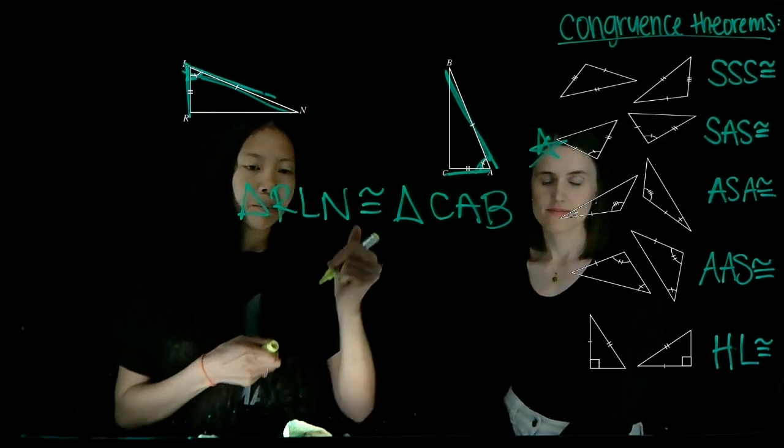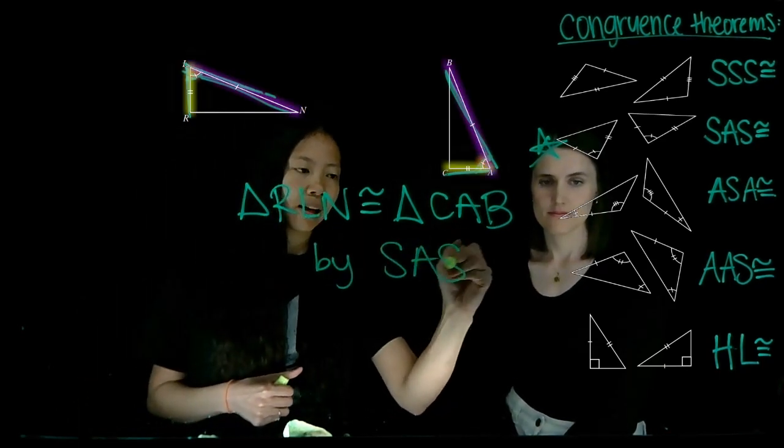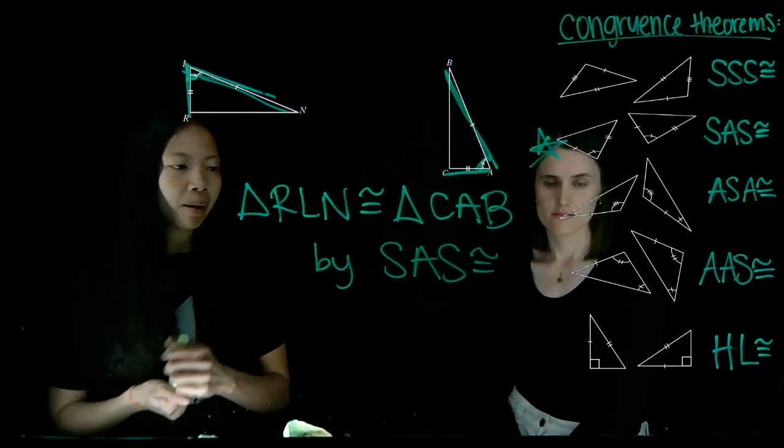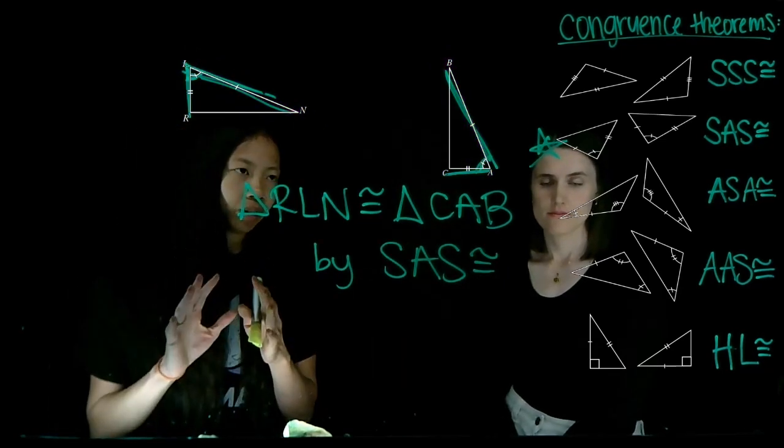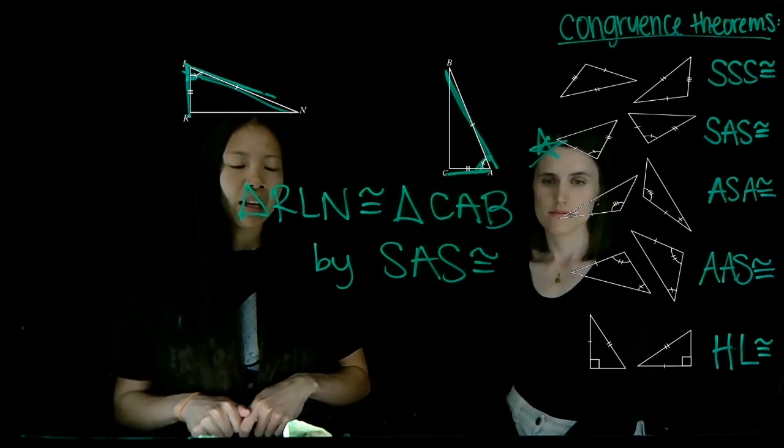These triangles are congruent by side, angle, side congruency. On your assignment, it might look like a side, an angle in between, and a side. It might have it written out instead of written in shorthand.